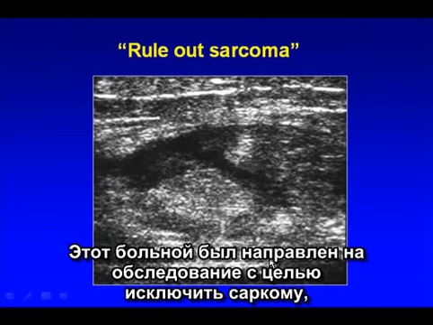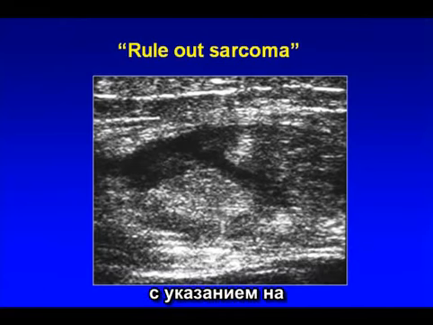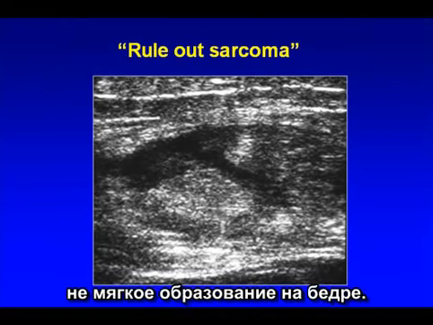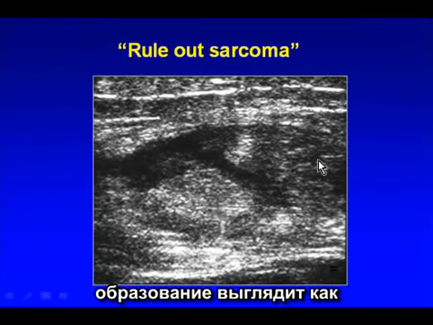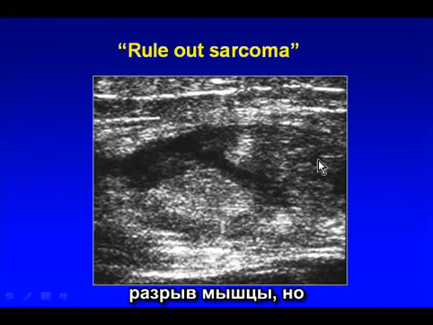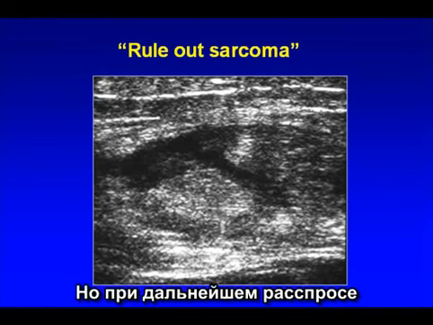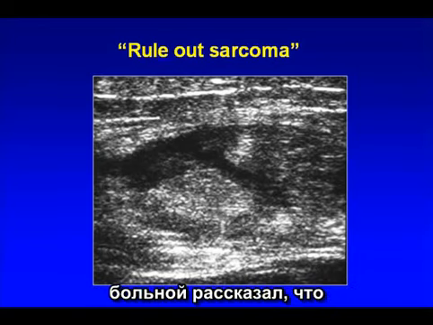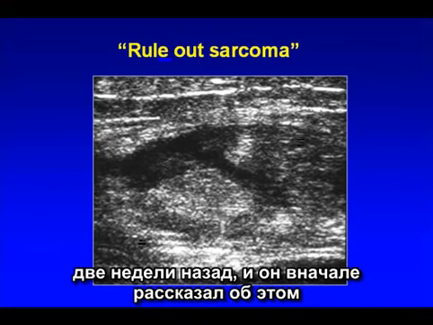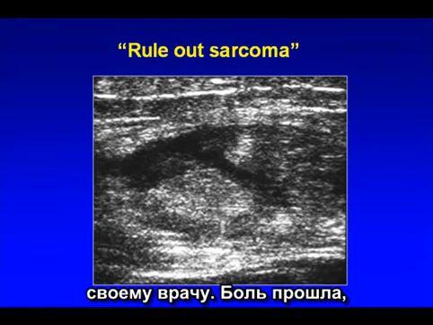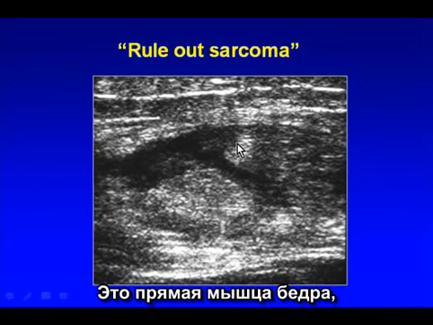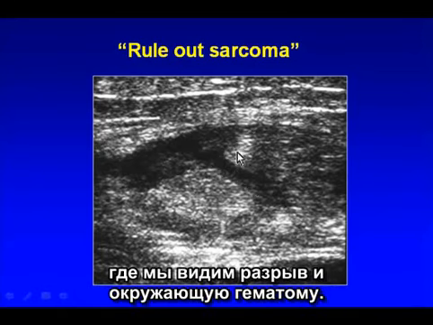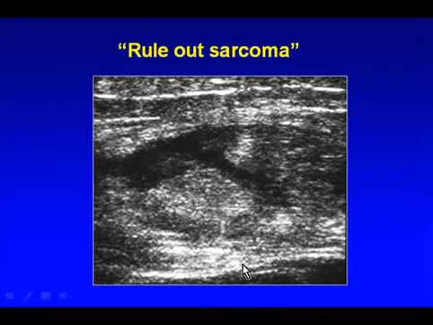This is a patient who was sent for rule-out sarcoma and pointed to a non-tender mass on the thigh. At first glance, this mass looked like a muscle tear, but the patient was not giving such a history. But on further questioning, the patient asked if it could have something to do with the fact that he fell off a bus 2 weeks ago. He had not initially told that to his physician. The pain had gone away, but he was left with a palpable mass. And this is the rectus femoris muscle showing a tear and then a hematoma around it.